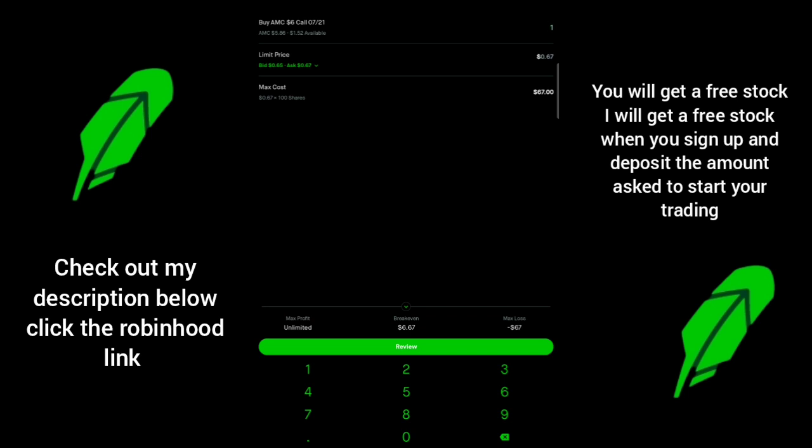You're not going to be up much, but you can definitely sell it. Be careful not to sell it on the same day, because that will be a day trade. All right, and now you're going to want to click where it says limit price.